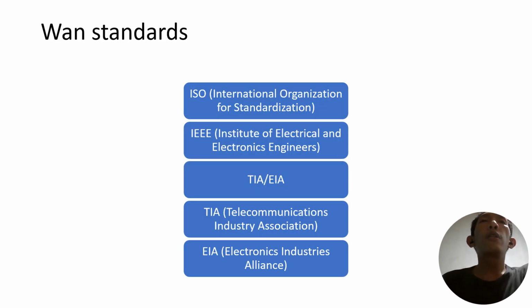WAN standards are defined and managed by recognized institutions. They are the ISO, or the International Organization for Standardization, the IEEE, or the Institute of Electrical and Electronic Engineers, TIA, and EIA. TIA stands for Telecommunication Industry Association, and EIA stands for Electronic Industry Alliance.